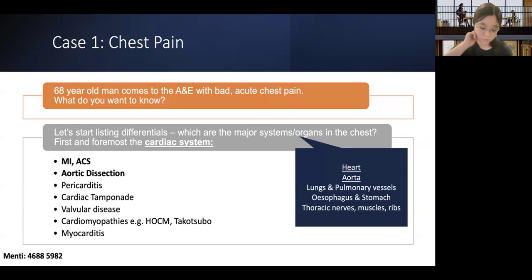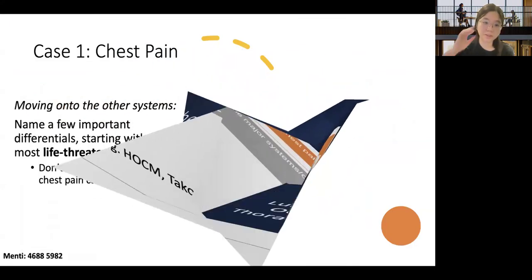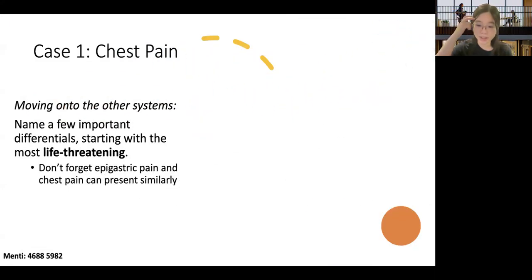Oh, by the way, I think the Q&A is on for the whole session, so if you have any questions, you can just put them in, and I'll talk about them when I have the time. So the next two systems that we want to talk about are respiratory and gastro, and we're going to do the same thing. What are some causes of chest pain in these other systems?